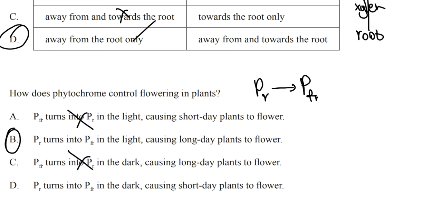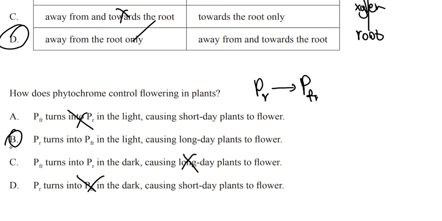But actually, PFR to PR in the dark is also correct. So it's too early to rule this out. Long day plants to flower. Well, let's think about this. If PFR converts to PR in the dark, there's going to be a lot of PR in the dark. And long day plants don't have a lot of dark. So PR being a lot in the dark would not favor a long day plant. So C seems to be incorrect and B is the correct answer.